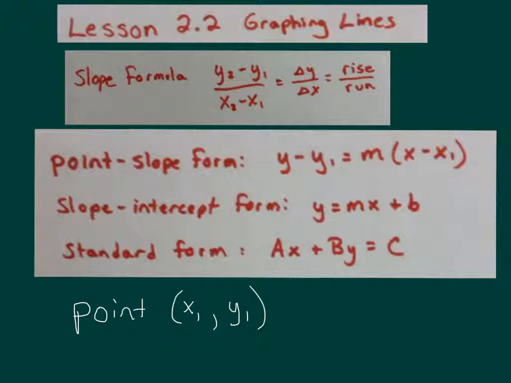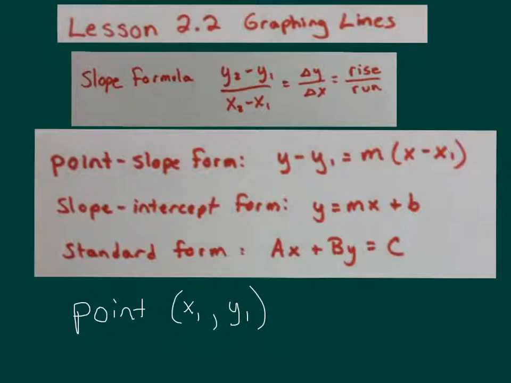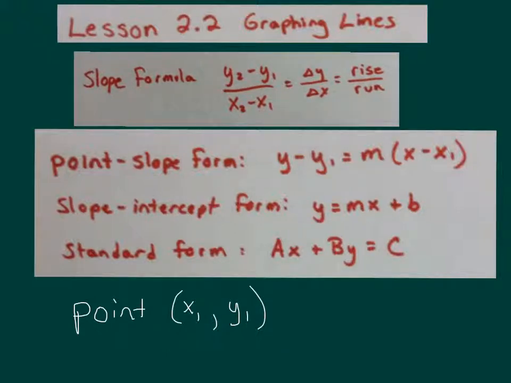The slope formula: y2 minus y1 over x2 minus x1. Sometimes it's called delta y over delta x. That's the delta, or the change in, and then also when we're graphing we use the term rise over run. For point-slope formula: y minus y1 equals m times x minus x1. Now remember, the x1s and y1s are the points as I listed below here.